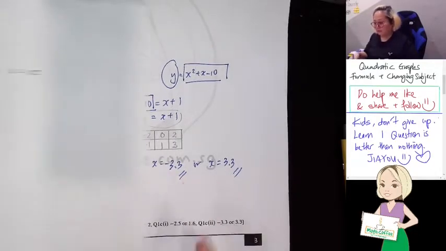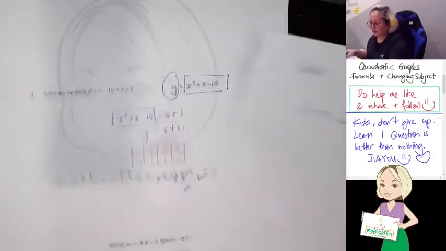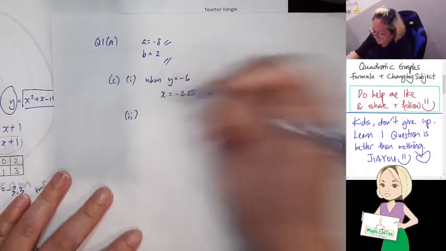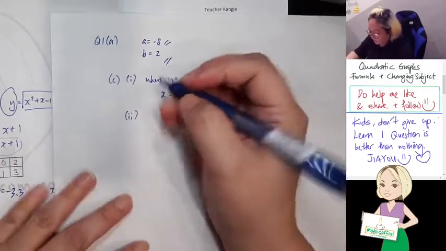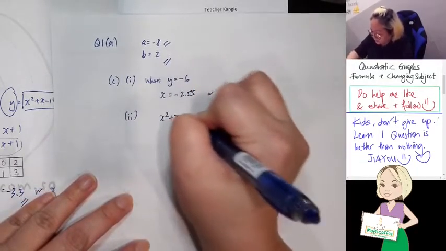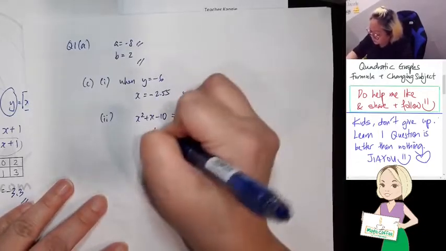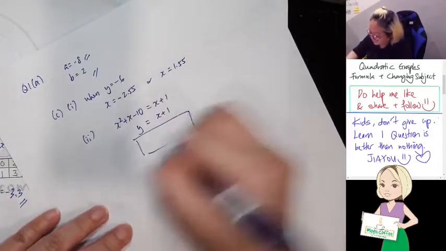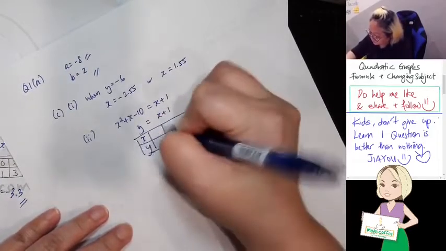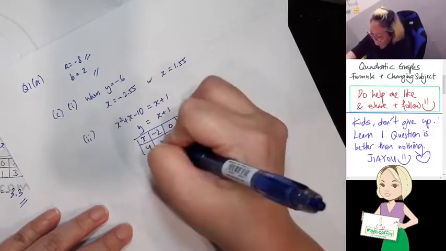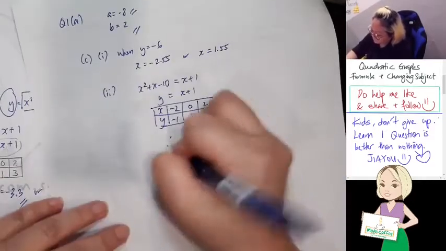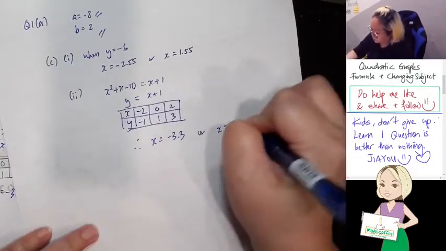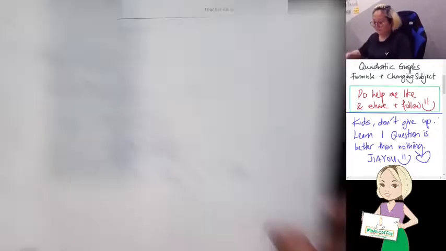My bad. I should write it here. So I'm going to write it here. So part 2, it will be x squared plus x minus 10 equals x plus 1. So it's y equals x plus 1. So draw the table. Therefore, x is equal to minus 3.3 or x is equal to 3.3. Done. All good.